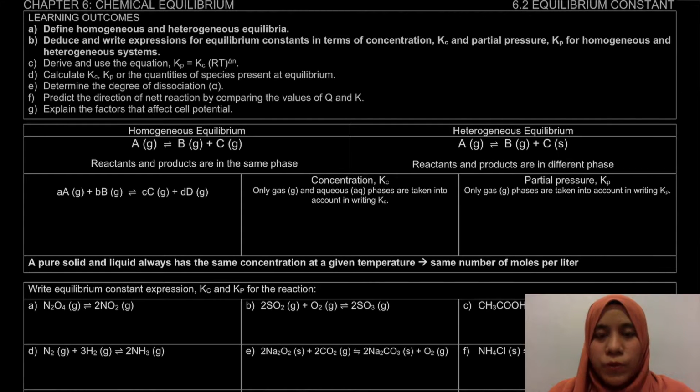Assalamualaikum and hello everyone. Welcome to a new video for chapter 6, which is 6.2 equilibrium constant. In this video, we're going to learn to define homogeneous and heterogeneous equilibria, and deduce and write expressions for the equilibrium constant in terms of concentration and partial pressure for homogeneous and heterogeneous systems. So without further ado, let's define what homogeneous and heterogeneous equilibrium are.